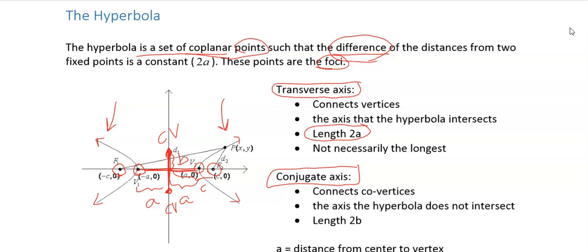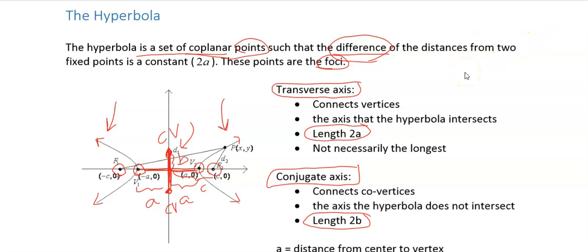It's basically the same relationships for A, B, and C as there were for the ellipses. By the way, that conjugate axis, notice that one half is length of B, the other half has a length of B. So the length of the conjugate axis is 2B. It's the same thing as the length of the minor axis for an ellipse. So in that regard, the transverse axis is kind of like the major axis, and the conjugate axis is kind of like the minor axis, but that's not what we call them here.